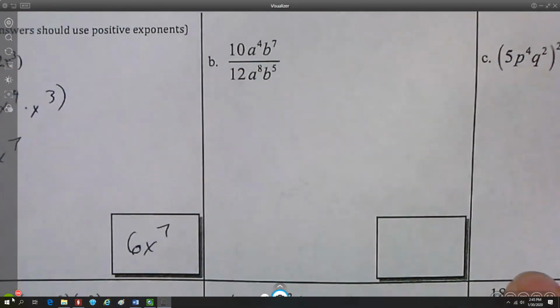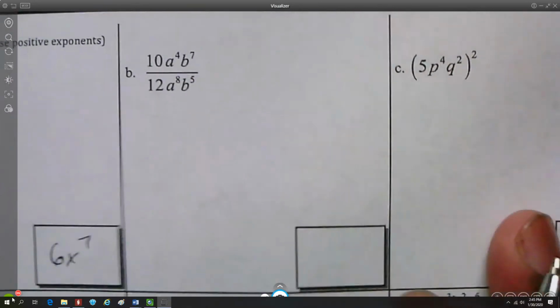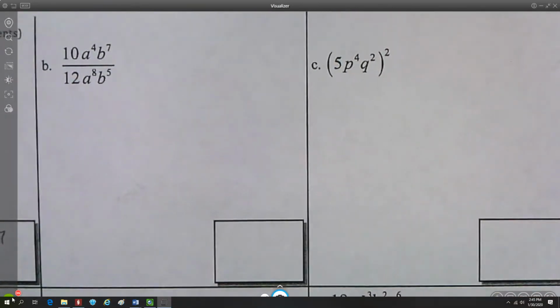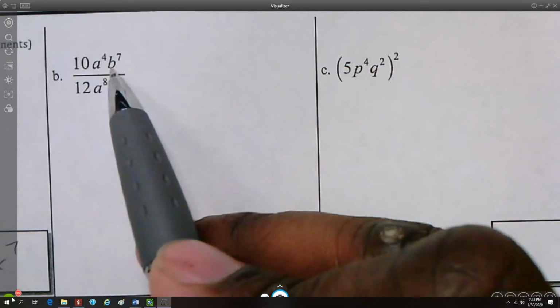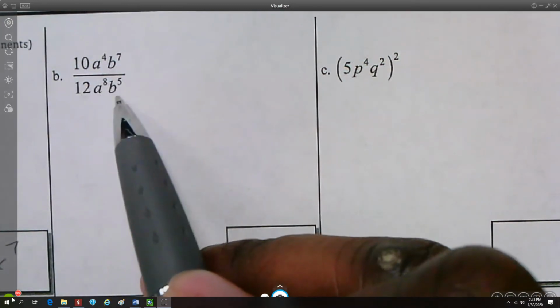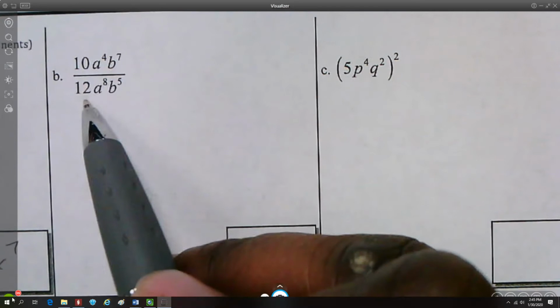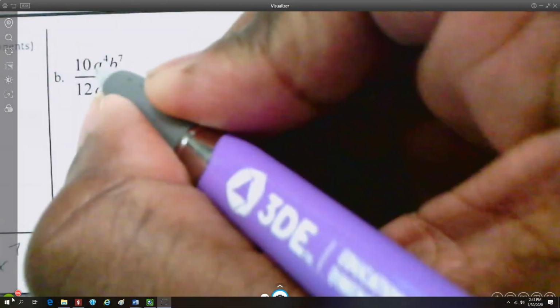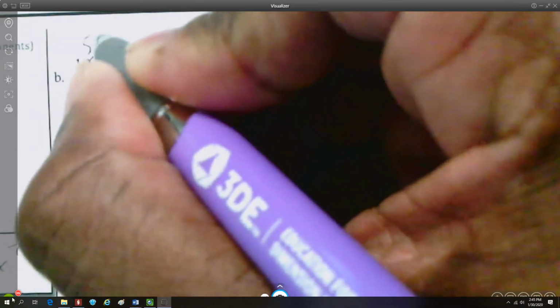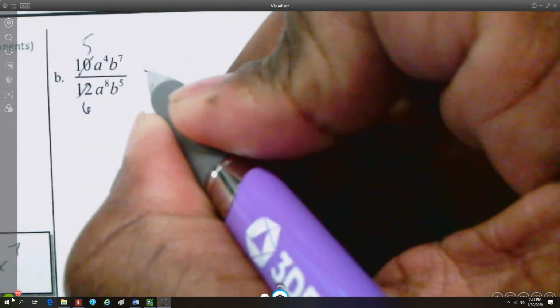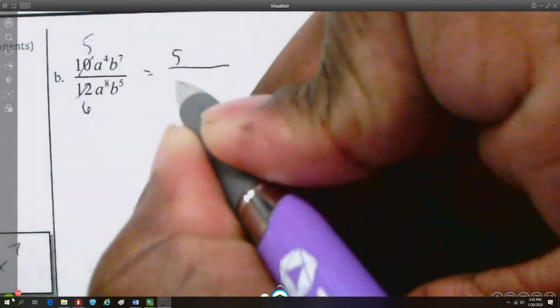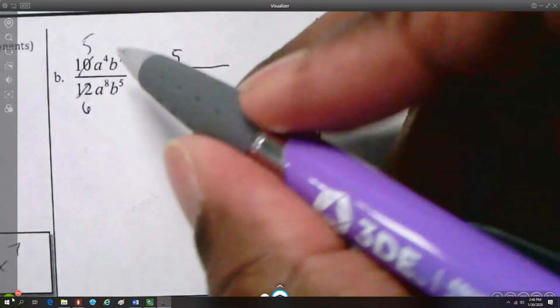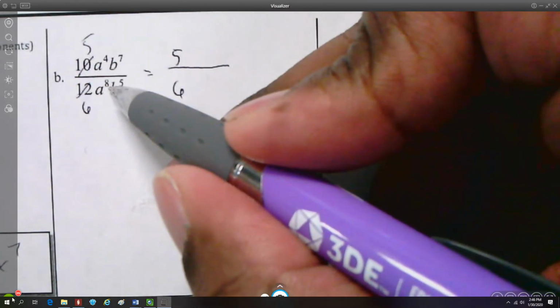In the next example, it gives you 10 a to the 4th b to the 7th over 12 a to the 8th b to the 5th. These numbers are both even, so they're both divisible by 2. So divide both by 2, I will get 5 here and 6 there. So my top number is 5, and my bottom number should be 6.